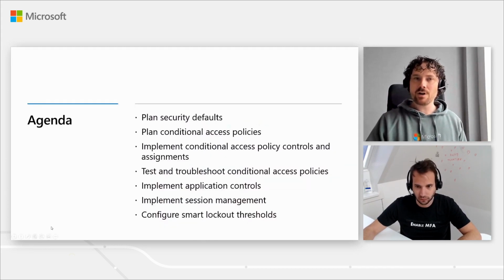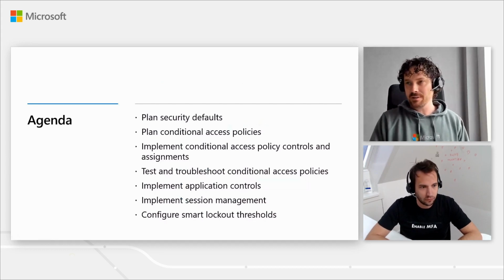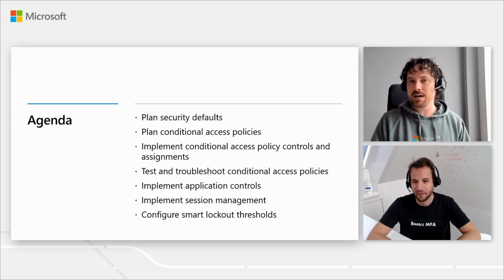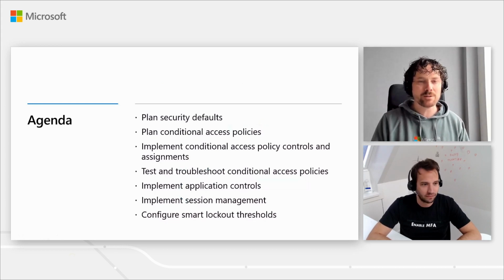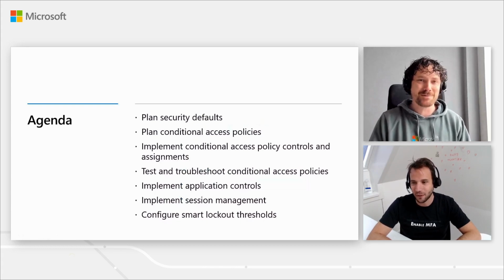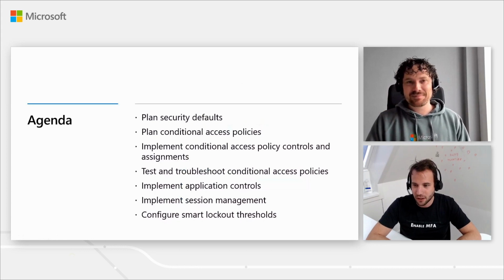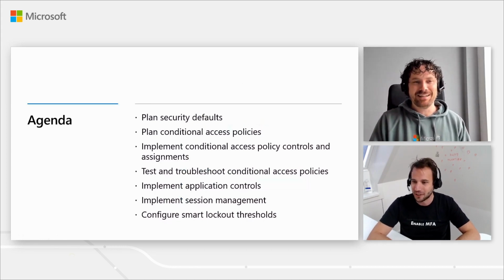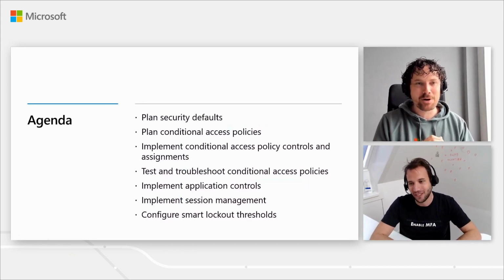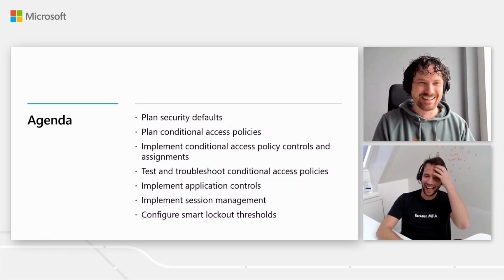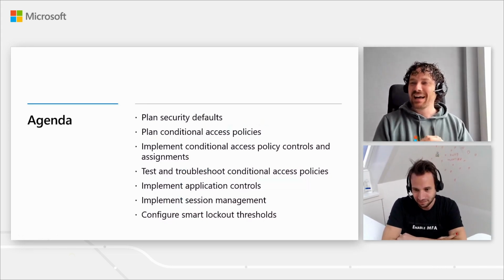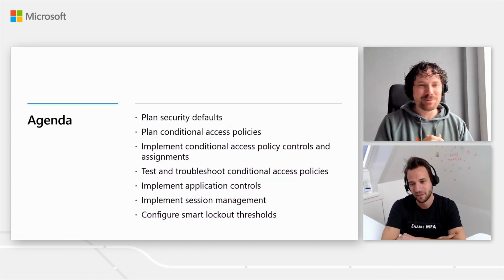So what are we going to talk about today? We're going to start off with a little part about security defaults, and then we're going to dive into the policies of conditional access, how to implement those policies, but perhaps just as important, how to test them and troubleshoot them. Oh yeah, that's important. We do have some nice real life examples around testing conditional access policies, so only for that you should stay on the session. It's going to be fun. We're going to admit our failures. Yeah, exactly. And then a little bit on the application controls, the session management that you can do within conditional access, and something around smart lockout.